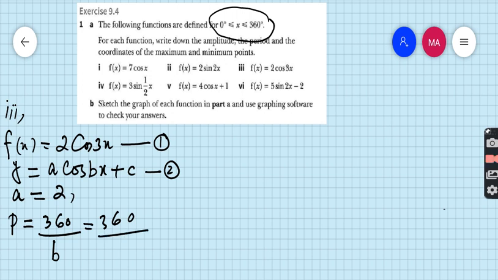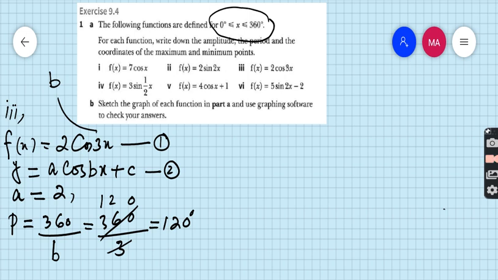360 degree upon b. What is b? The coefficient of x in the question. Our question is cos 3x. So the coefficient of x is 3. That is, b is 3. So 3 12s are 36. Hence the period of the given function is 120 degree.